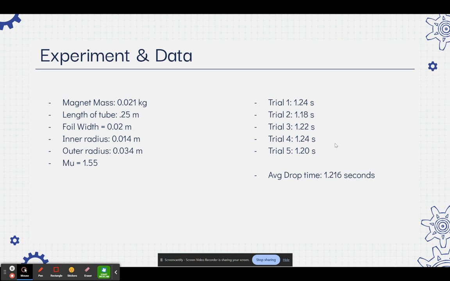And now on the right are the times that it took for the magnet to drop through the foil. We did 5 trials, and the average drop time ended up being about 1.216 seconds.